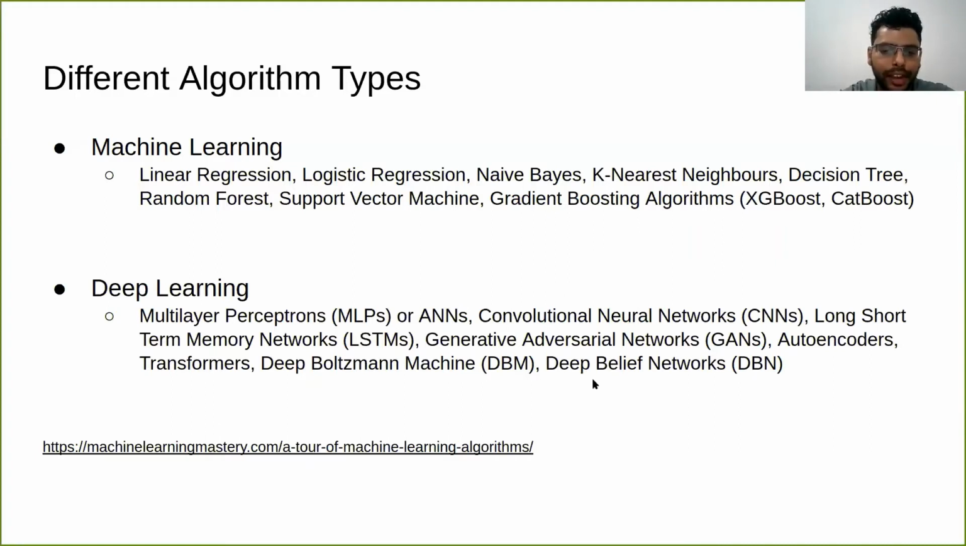And then we have transformers. Again, this is the latest state-of-the-art deep learning model, which is used for NLP, natural language processing, and computer vision. I'll come back to that later. Then the Boltzmann machine and deep belief networks and so on.